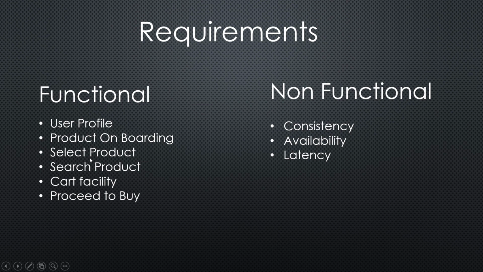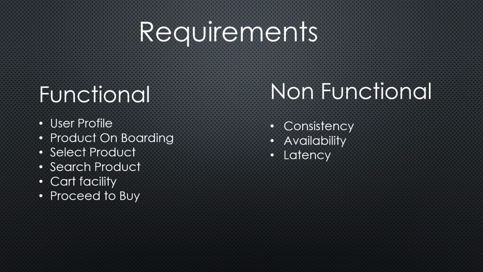So there should be an option to select the product or search the product. The difference is that when they make a search, they should be able to type something in a search box, and based on the text that they have written, they should be able to get some products there.